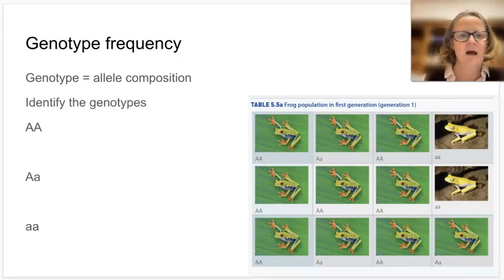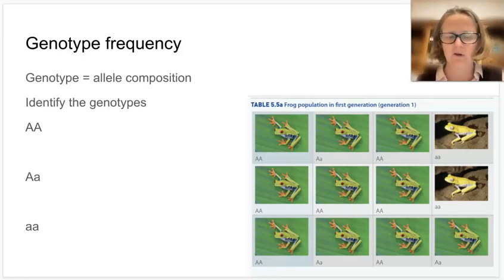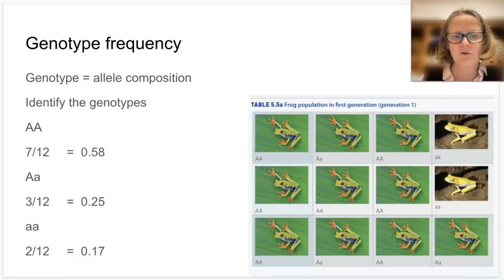So we have double big A, that's homozygous dominant, big A, big A. We have big A, little a, that's our heterozygotes. They still look green because the big A is dominant. And then we have little a, that's the recessive characteristic. So that's homozygous recessive, and that's where our yellow frogs come in. So when we do our counting, we have 7 frogs that have big A, big A, 3 big A, little a, and 2 that are little a, little a. So you can work out the genotype frequencies.